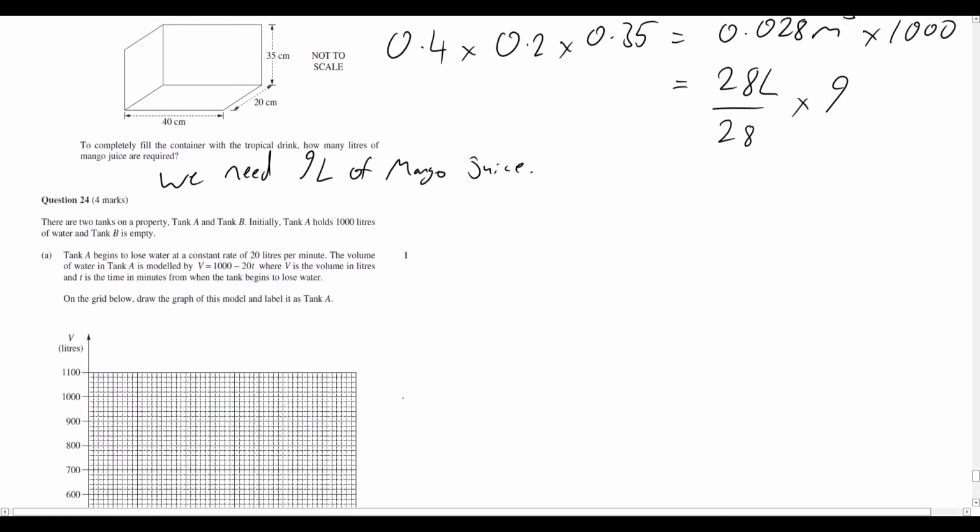Okay, question 24. There are 2 tanks on a property, tank A and tank B. Initially, tank A holds 1,000 liters of water and tank B is empty. Tank A begins to lose water at a constant rate of 20 liters per minute. So the volume of water in tank A is modeled by V equals 1,000 minus 20T, where V is the volume in liters and T is the time in minutes from when the tank begins to lose water. On the grid below, draw the graph of this model and label it as tank A.